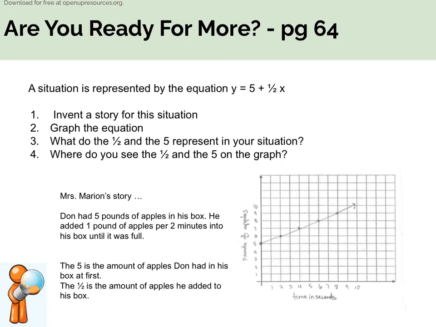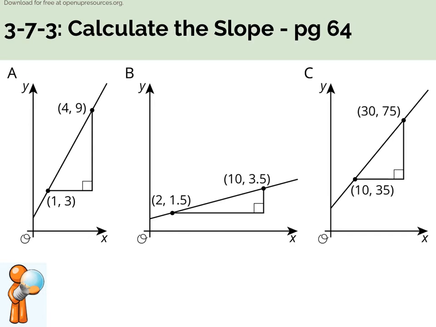All right, here is mine. My story is Don has 5 pounds of apples in his box. He added 1 pound of apples per 2 minutes into his box until it was full. As you can see, I have my graph here. So it starts at 5. And then for every pound of apples, it takes 2 minutes to go in. And so you can see the 5 here. And then we can make a slope triangle. So 1 over 2 as far as our slope. And so for every pound that he puts into his box, it takes 2 minutes to do that.